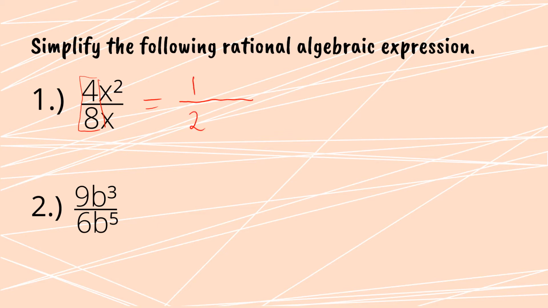Okay? Di ba? Tama, no? Because 4 and 8 are divisible by 4. Okay? So, the next thing you have to look for is the variable, no? Tingnan mo kung ano yung variable na meron pareho si numerator at si denominator. So, in this case, pareho silang may x, no?